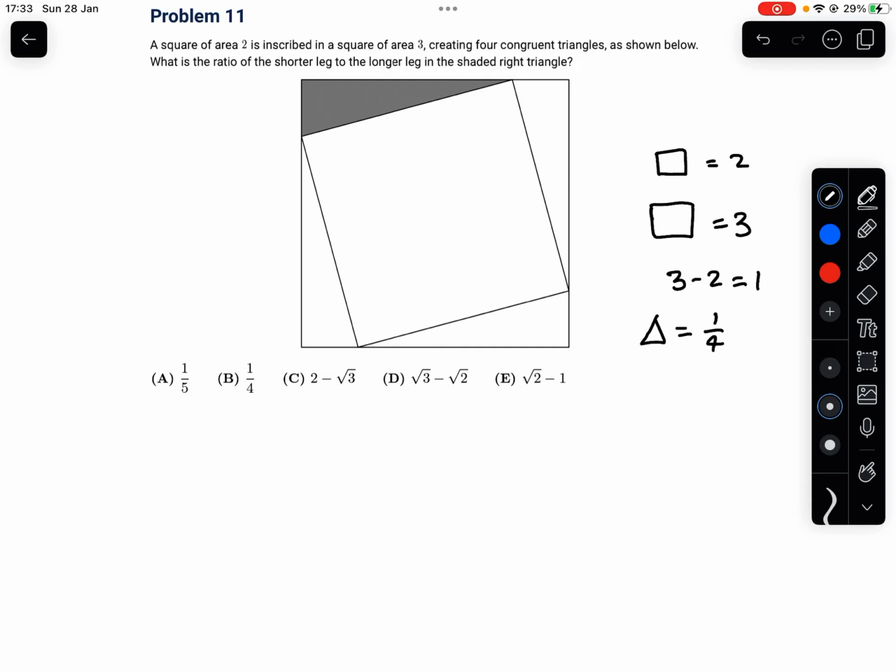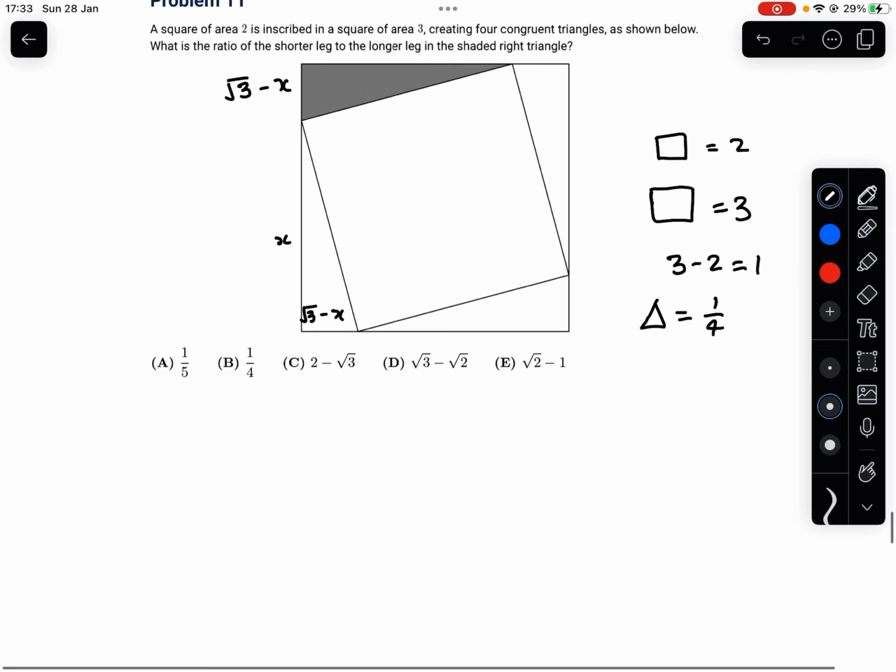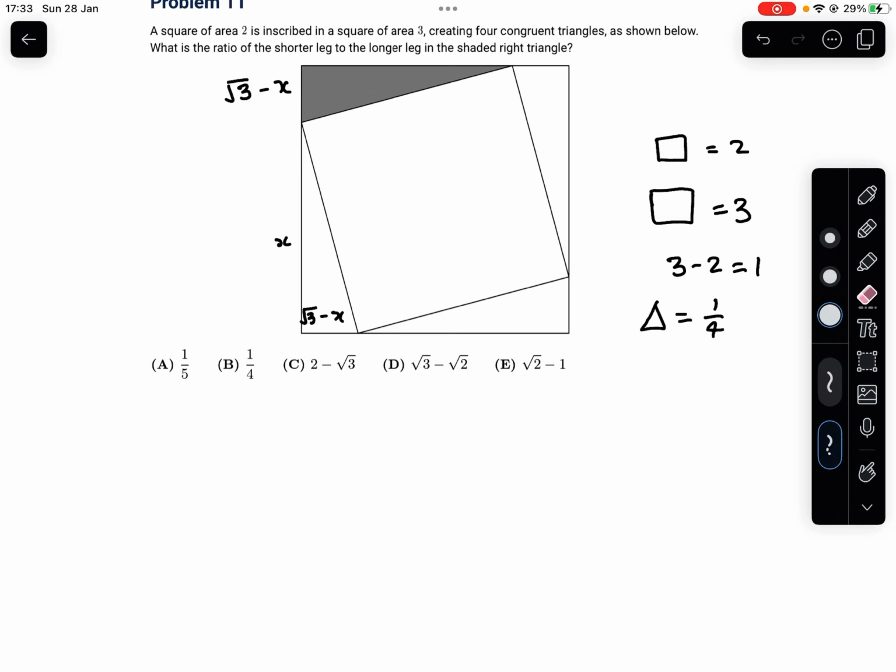Then let's call this side x, and the other side here will be root 3 minus x, right? Because we know this whole distance here is going to be root 3, because the big square has an area of 3. And since these 4 triangles are congruent, this side here is also going to be root 3 minus x.